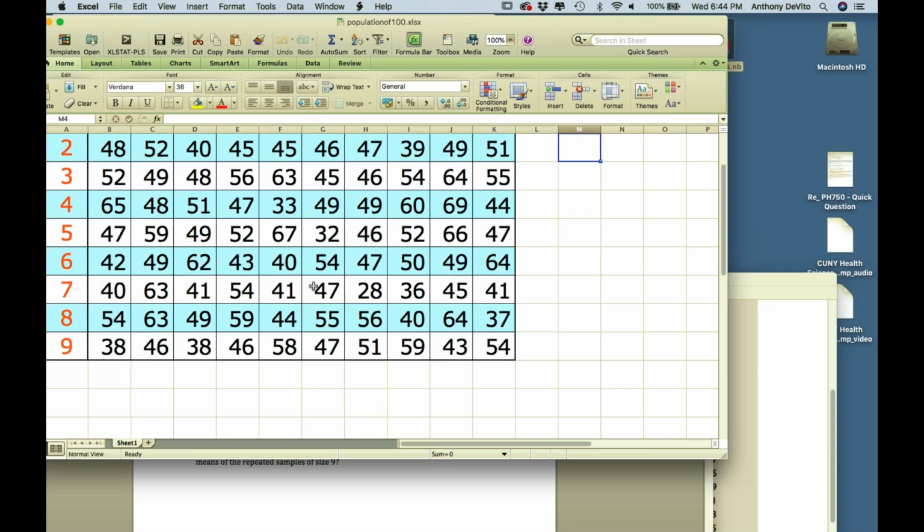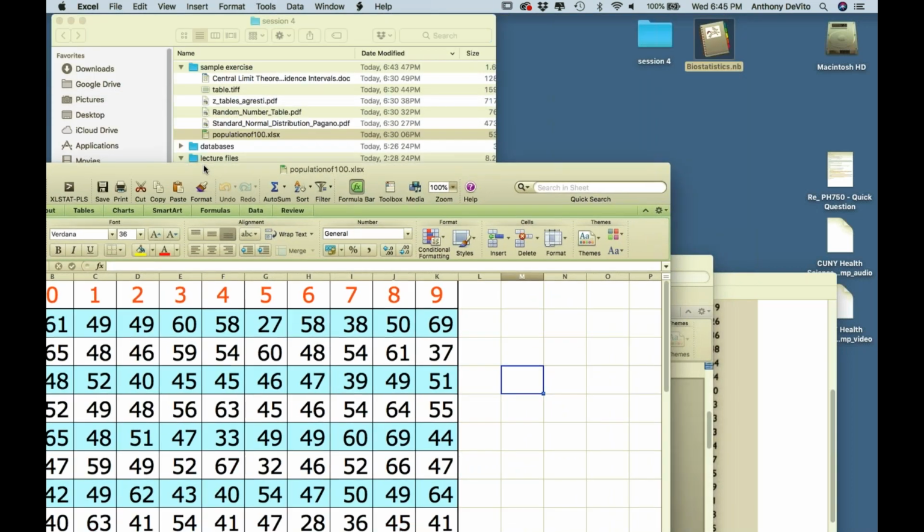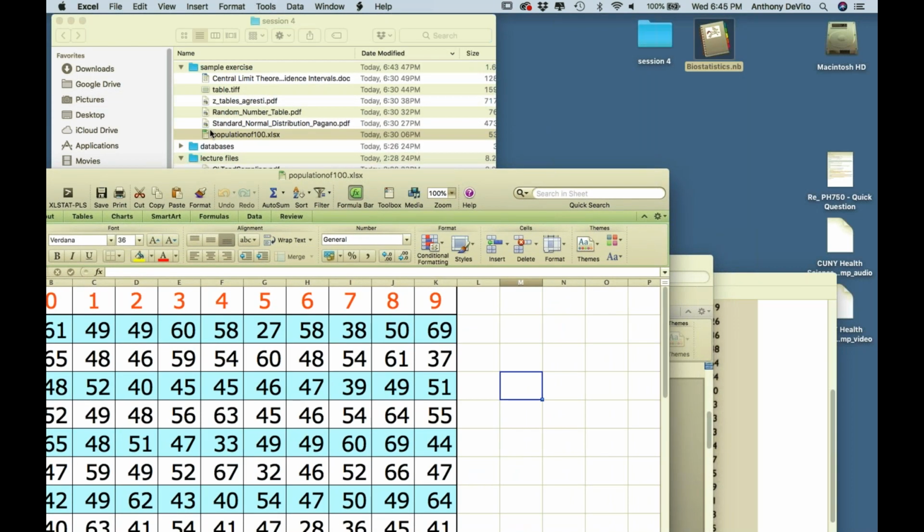Maybe your age is in here. Maybe your house number is in here. So you can't rely on yourself to randomly pick these numbers. There are many techniques and devices for randomizing samples. You could do it electronically. Excel has a function for taking a random sample. SPSS and R have functions for taking random samples from a population if they have the data from the population.